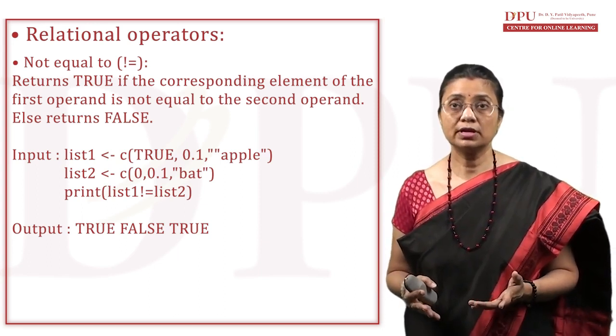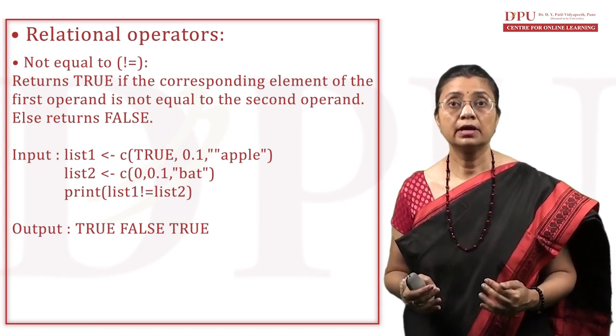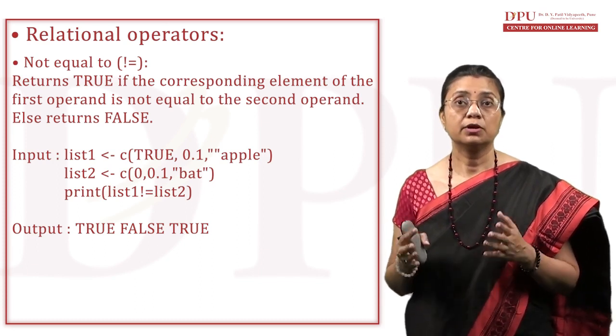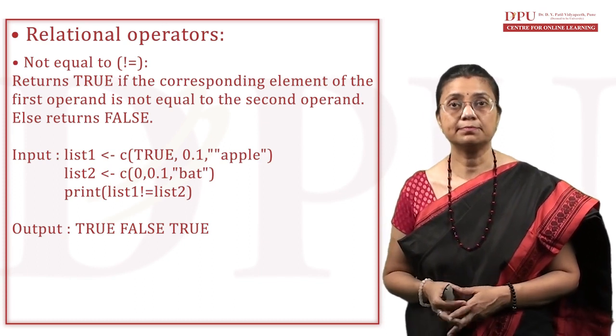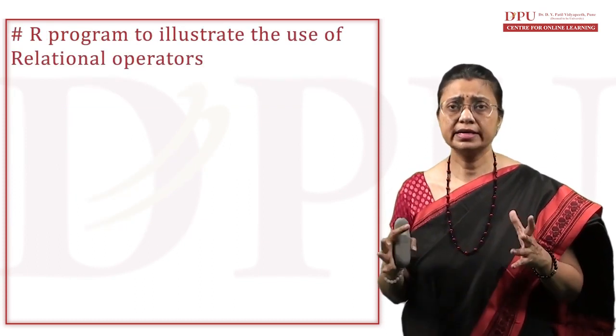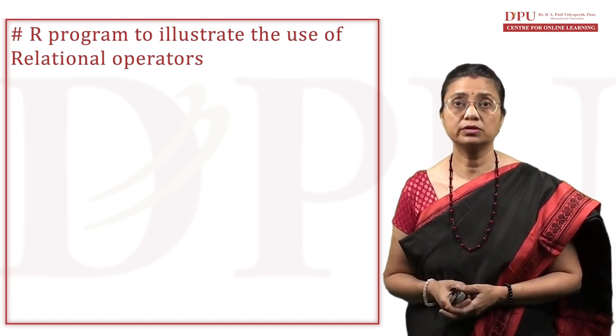So you can see over here, in this case, we are having a true for the first element and a true for the last element. But for the middle element, which is 0.1, it remains the same. Now, let's see how this program can be written in R and how we can see the output on the screen.